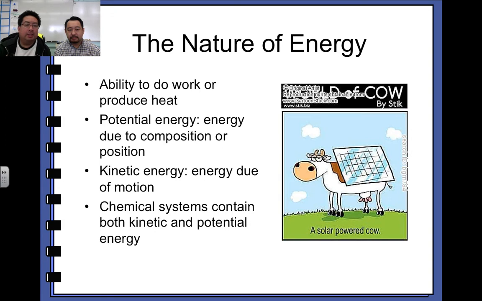Energy basically is the ability to do work or produce heat. There are two main types of energy categorized as potential and kinetic energy. Potential energy is due to saving or stored energy, and that's due to the composition or location, position of a substance. Kinetic energy, on the other hand, is energy that results from motion. Things that are moving have kinetic energy. And what we find is that systems in chemistry will have both kinetic and potential energy.